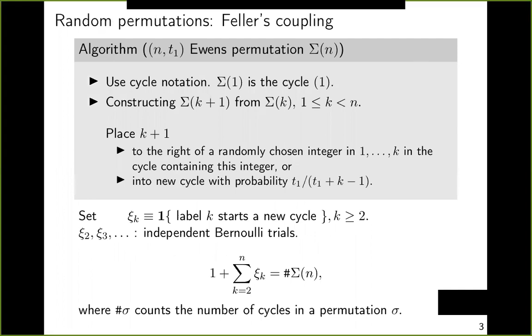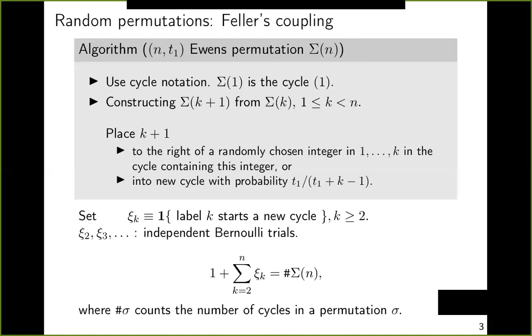So first of all, we're going to construct a Kingman's permutation on the numbers 1 up to n with parameter t1. So sigma 1 is the permutation with just one cycle containing the label 1. And once we have constructed sigma k, we find sigma k plus 1 as follows. We place the label k plus 1 into a new cycle with probability t1 over t1 plus k minus 1. And otherwise, we pick an integer between 1 and k uniformly at random, and we place k plus 1 to the right of this integer.